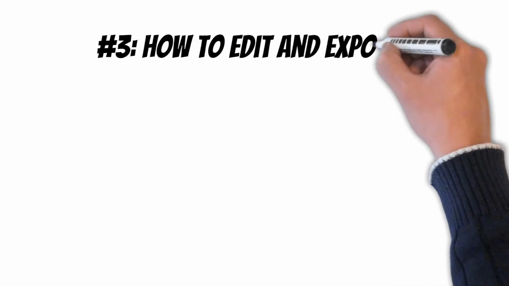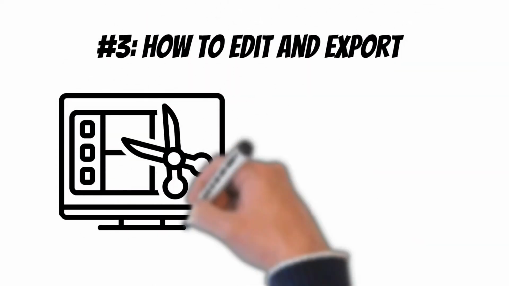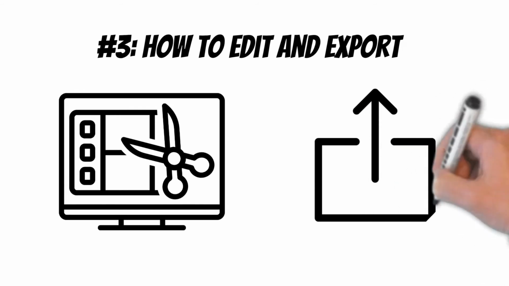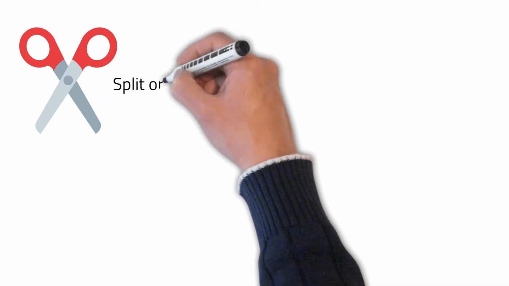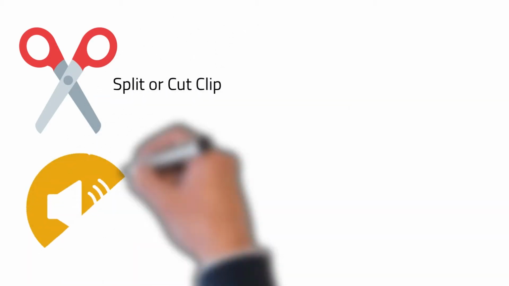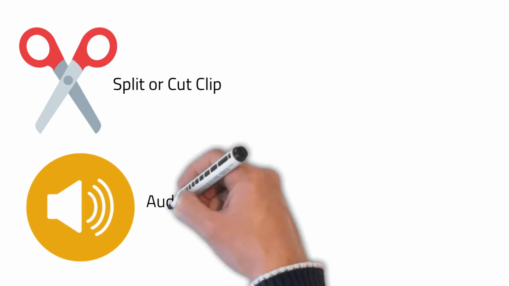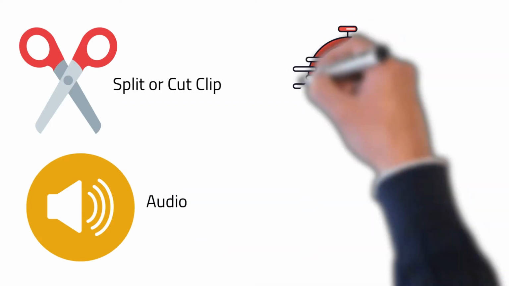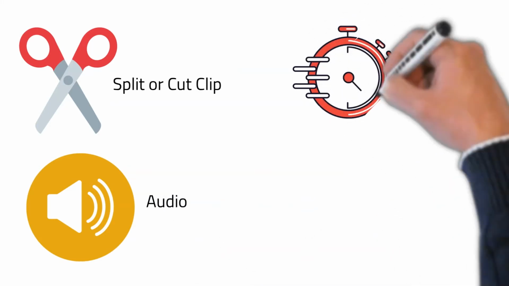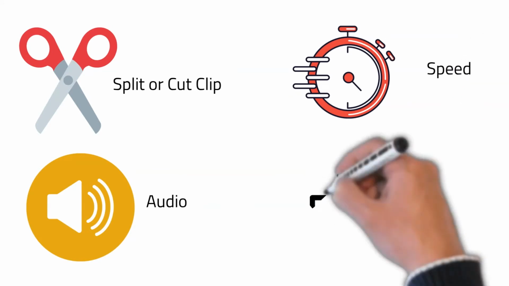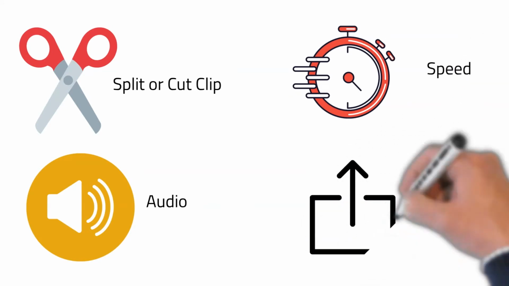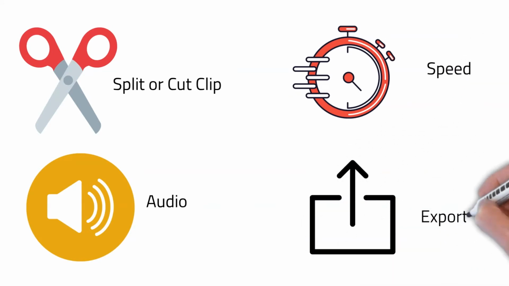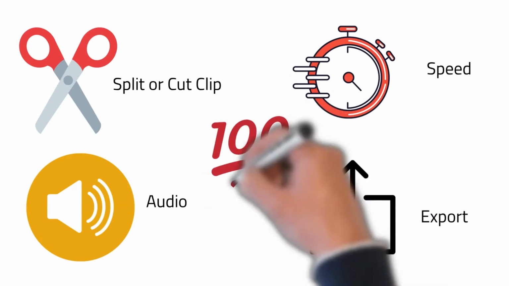Number 3, how to edit and export your video, right? Now, I'm gonna talk about 4 editing techniques here, but it's still part of number 3. Number 1 is how to split your clips or cut them, shorten them. Number 2, how to adjust the audio or take it out completely. Number 3, how to adjust the speed if you want to do slow motion or if you want to speed it up. And lastly, number 4, which is how to export it or finalize your video and be able to put it out on social media.